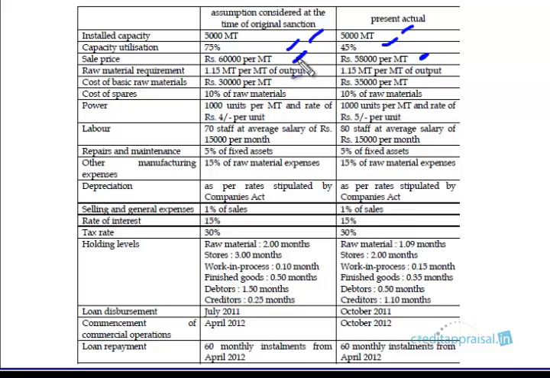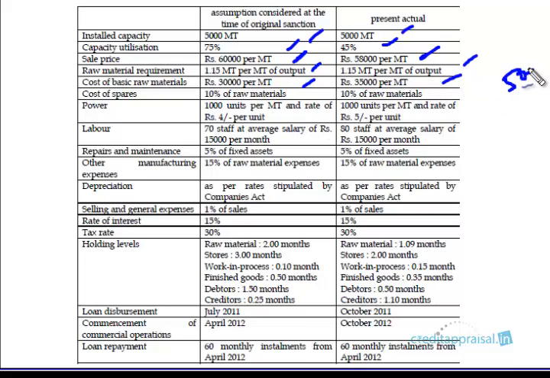Sale price seems to be okay, 60,000 per ton, whereas the actual is around the same level. Raw material requirement was the same. Cost of basic raw material: there was a change here. The projections were prepared assuming that the raw material would cost 30,000 per ton, whereas the actual turned out to be 35,000 per ton. This will severely affect the profitability. The sale price, although on the same level, is 2000 lower, but the raw material has increased, and there's a huge difference.